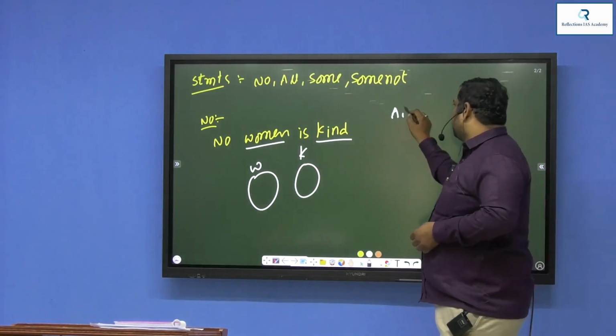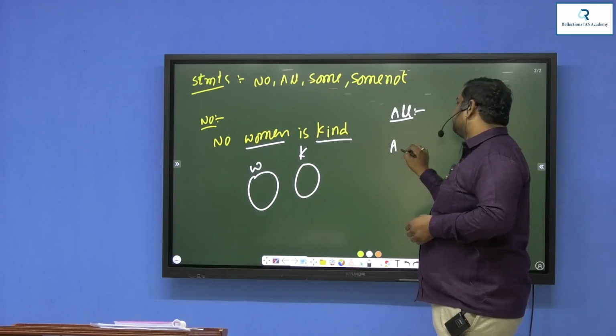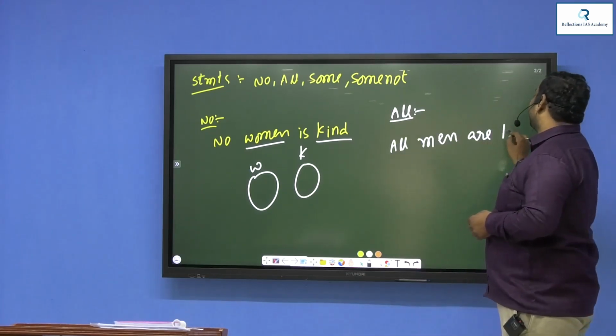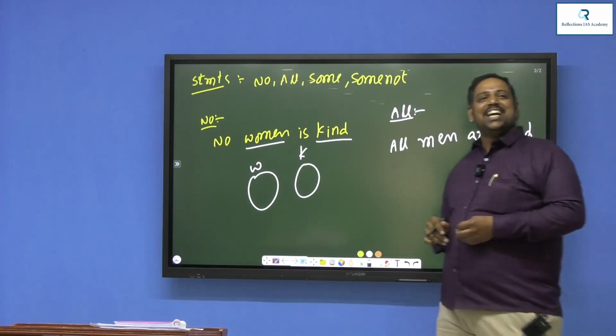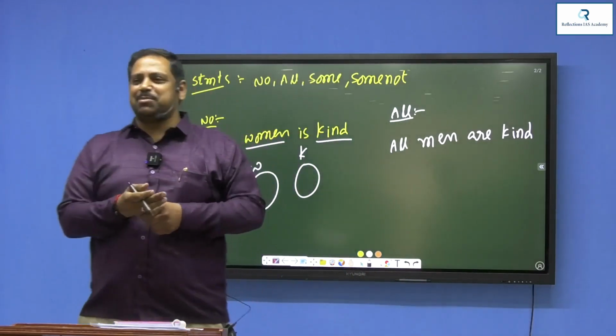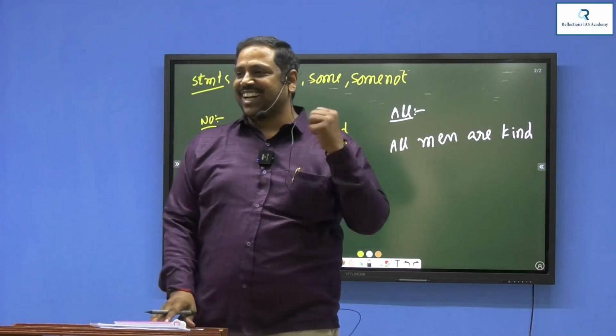Next one, suppose all. What I'm going with is all. So example: all men are kind. So one more point you should understand. I'm explaining this with fun, because you will also stay active, right?